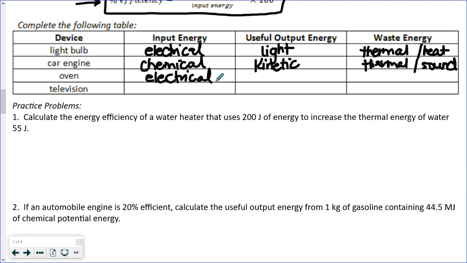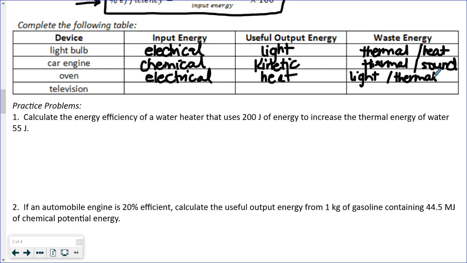So electrical is the input energy, so it's plugged in, it's drawing electricity, and the useful output in this case is actually heat. You want your oven to heat up, you want to cook your food. The waste energy, this one's kind of hard to think about. If you look in your oven at the bottom, there is a little bit of light produced, right? Those coils at the bottom, the element actually kind of turns red. It emits light.